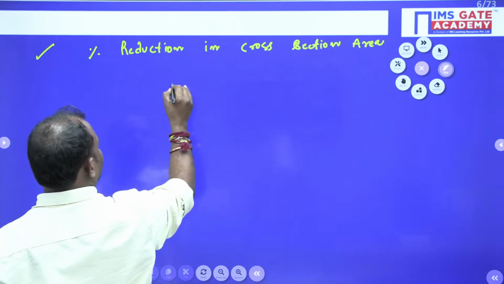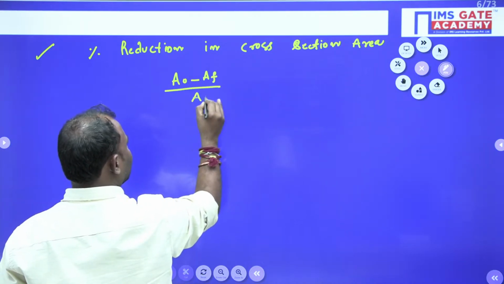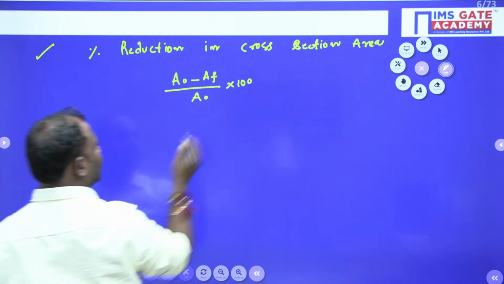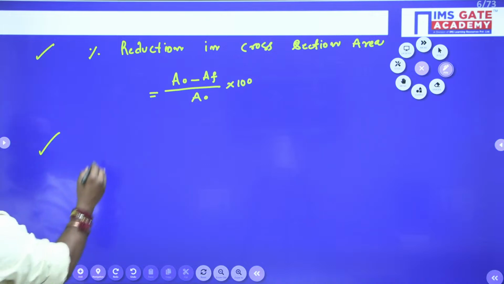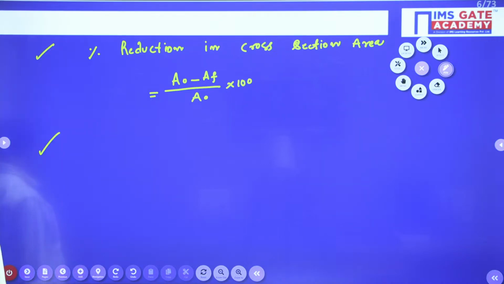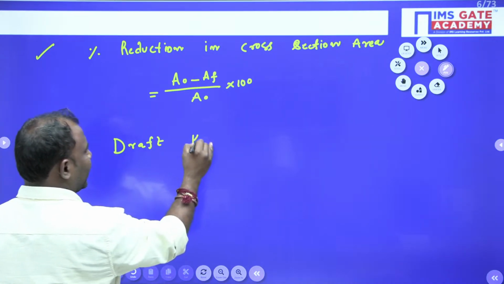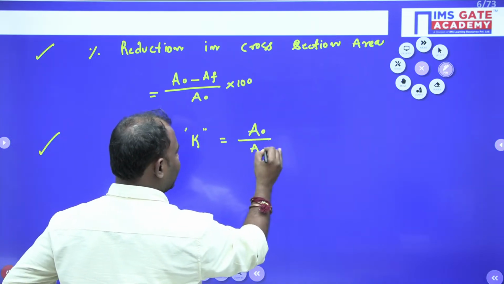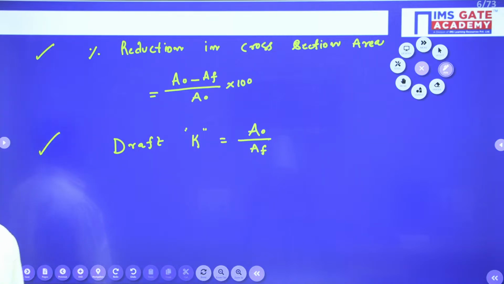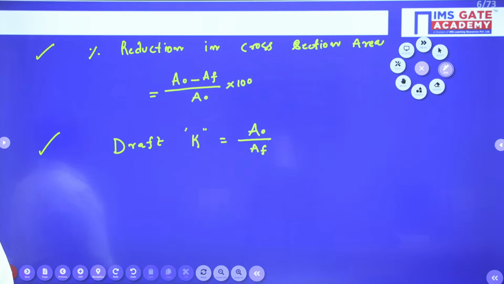That we can calculate, (A naught minus AF) by A naught into 100. So that you are going to get the percentage change in cross section area. And also draft can be calculated here. So K we call, it is going to be A initial by A final, which is the draft in the drawing process. Okay, right. Now let us go for how to calculate drawing stress.